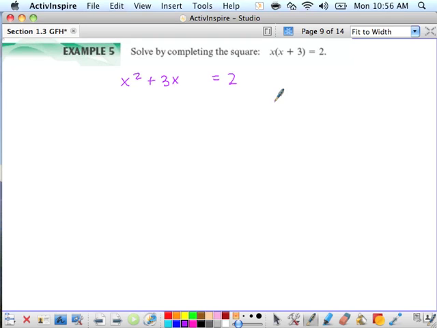If the b value is 3, I need to add what to both sides? 2.25. Let's give it as a fraction. 9/4, yeah. So half of 3 is 3/2, and to square it, you just square the top and the bottom. So we're going to add 9/4 to the left and to the right. At this point, the left side should factor into x plus half of b quantity squared. And then 2 plus 9/4 is 17/4.